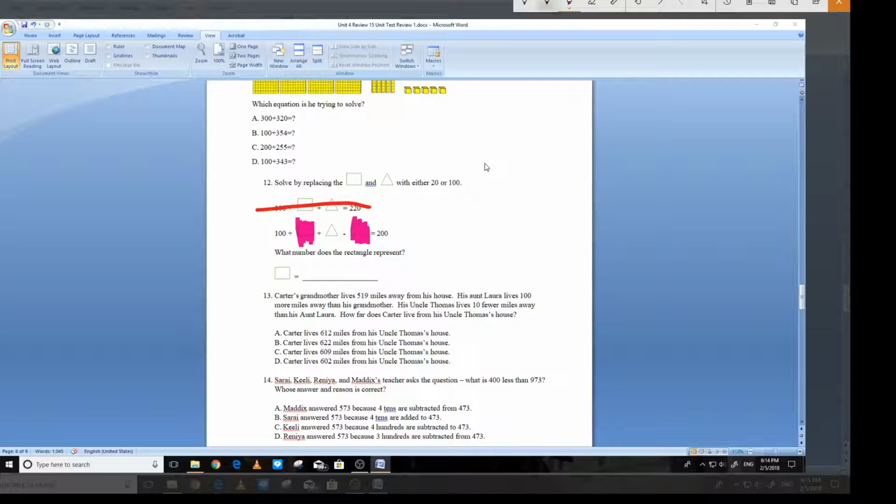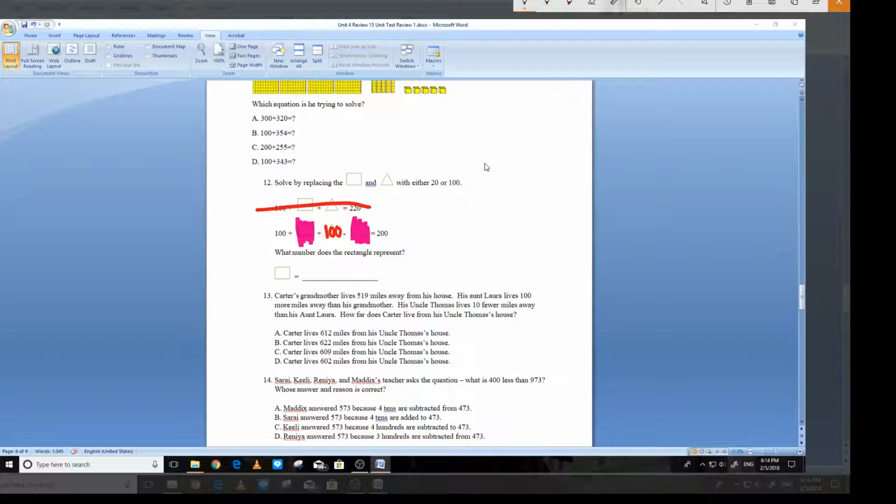Now, there are only two values possible, correct? It can either be 20 or 100. 100 plus what is going to give us 200? 100. It has to be 100 because 100 plus 20 is 120, and that would not be 200. Therefore, 100 really is the only value triangle can be.